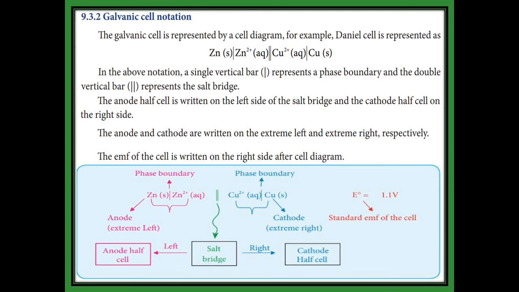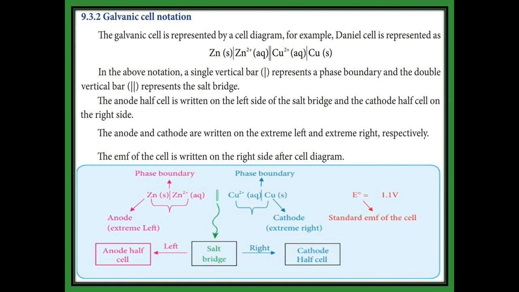The next one, in the cathode compartment also, the copper 2 plus and copper are differentiated with the help of a vertical line, that is called the phase boundary. And then the anode compartment and cathode compartment are attached by a salt bridge. How can you indicate it in the notation? It is indicated by a double vertical bar. So double vertical bar means it is a salt bridge.